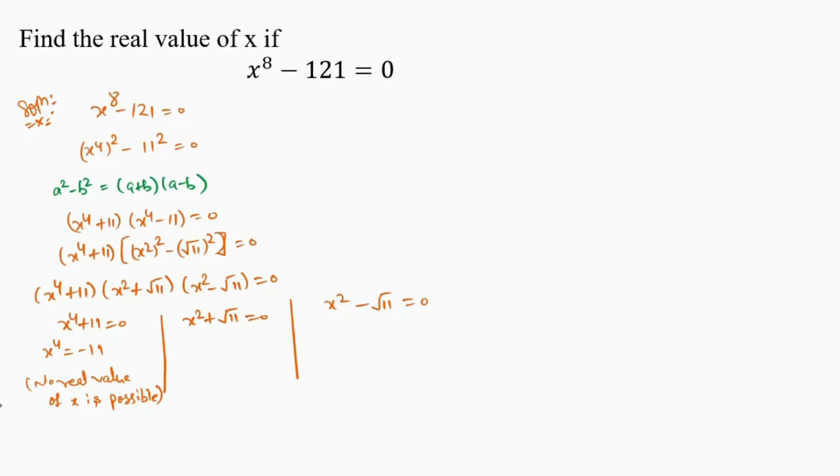And from the second equation, we have x square equals minus root 11, and from here as well, no real value of x is possible.